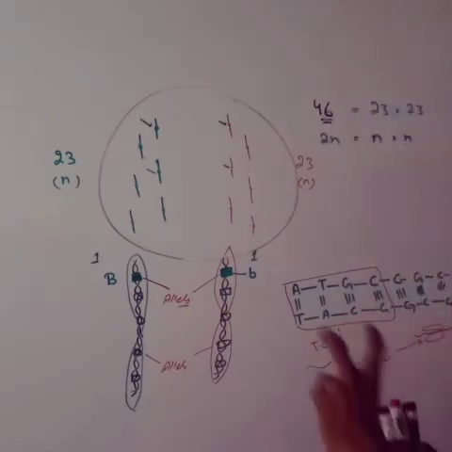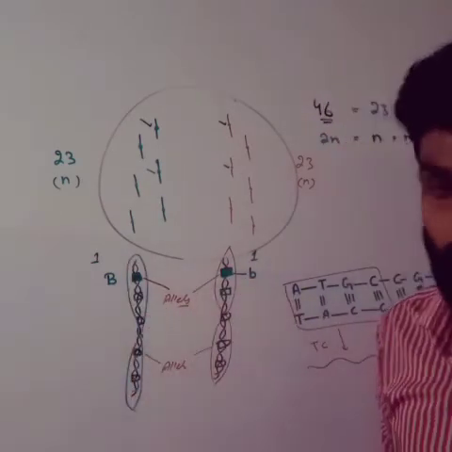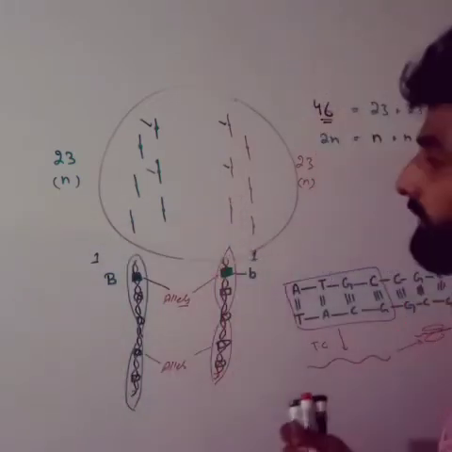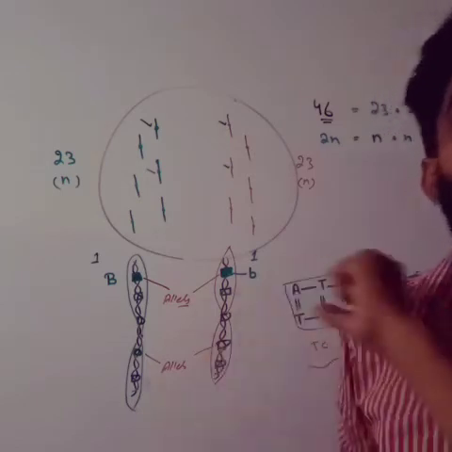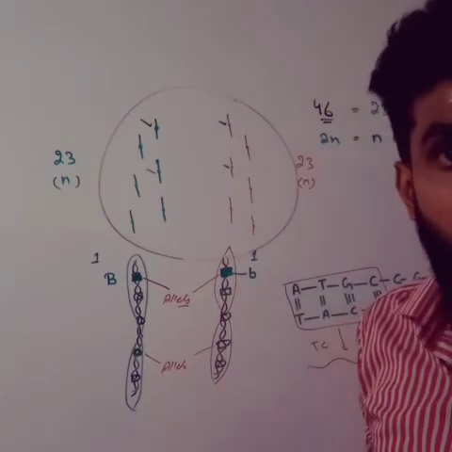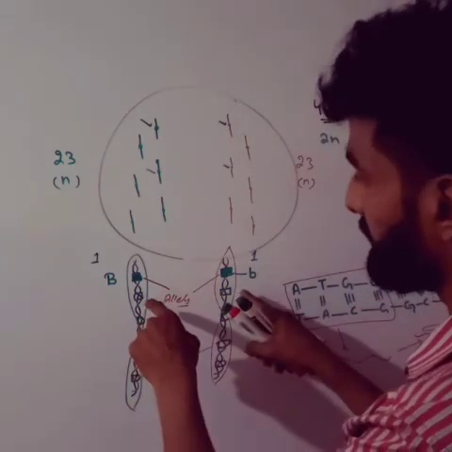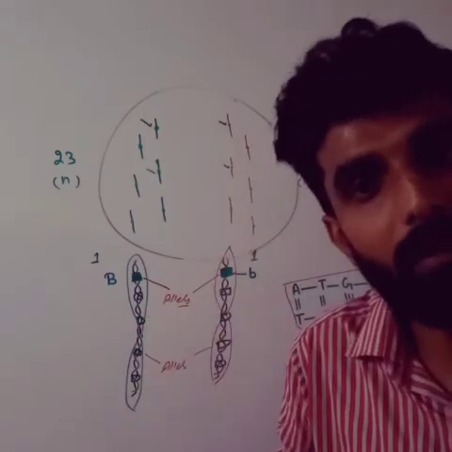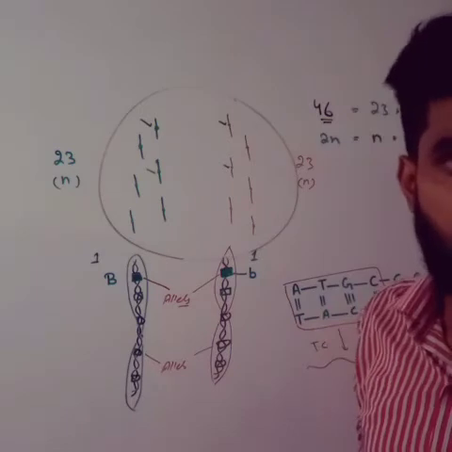Now, both the genes are different. They are present on the same locus, but they are different genes. So this type of organism will be called heterozygous. If both the alleles present on the homologous chromosome are different, the organism will be heterozygous.